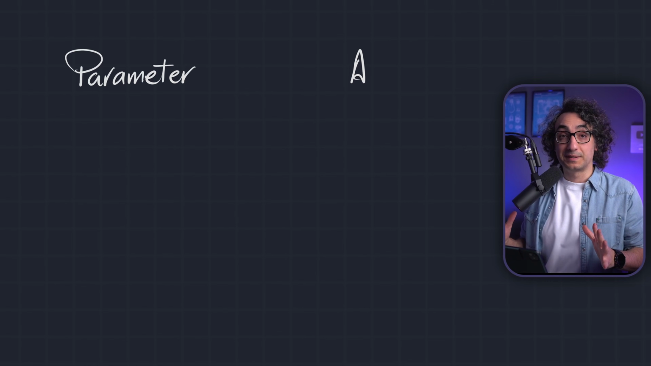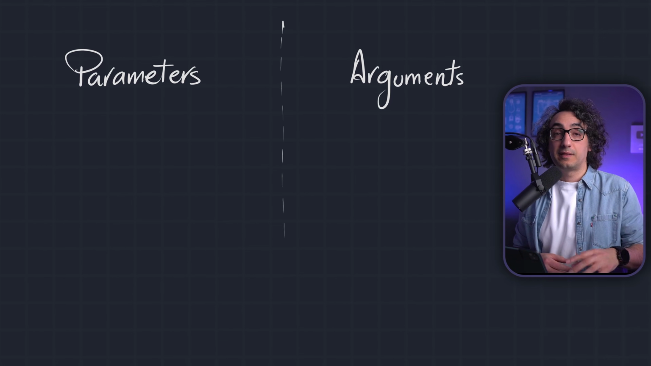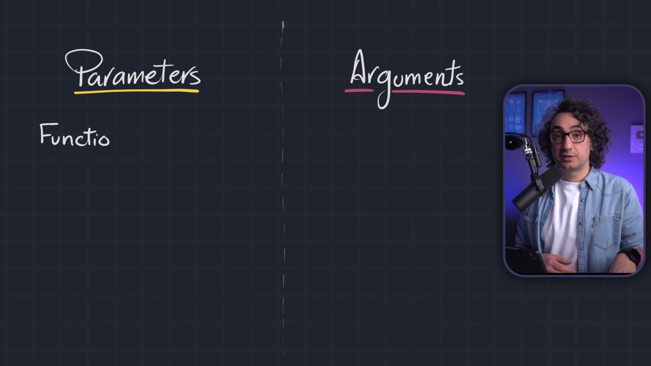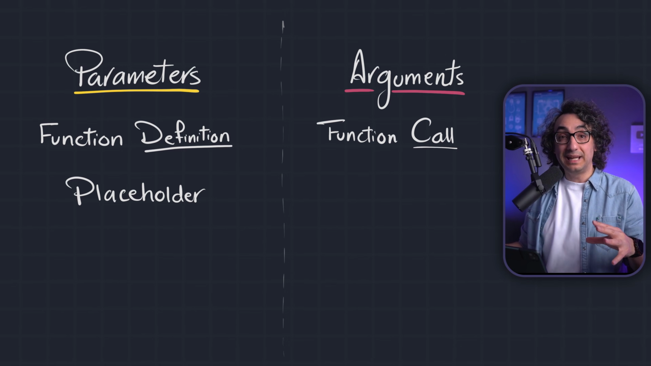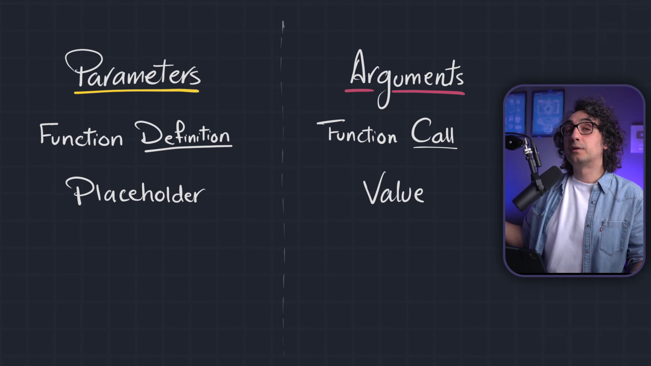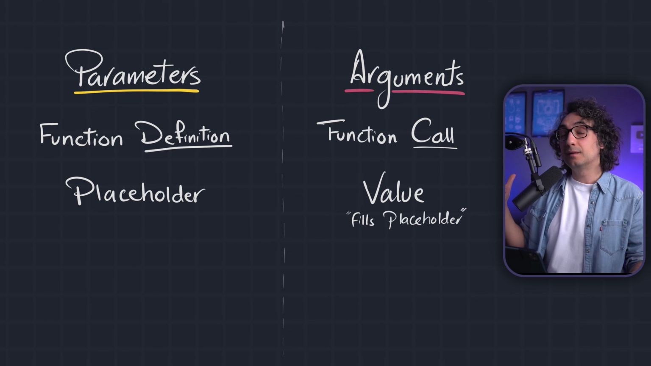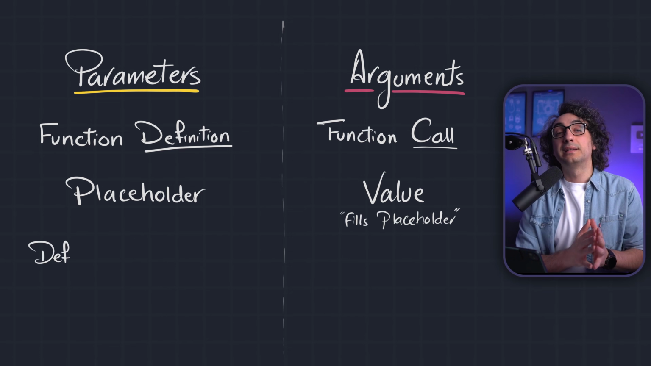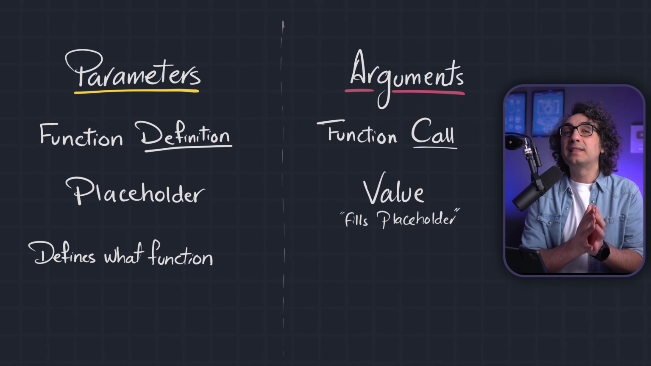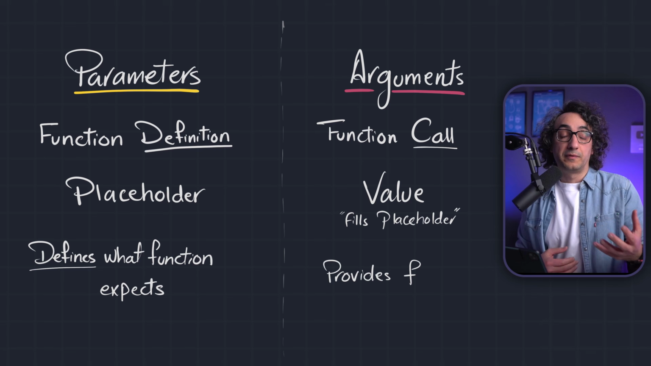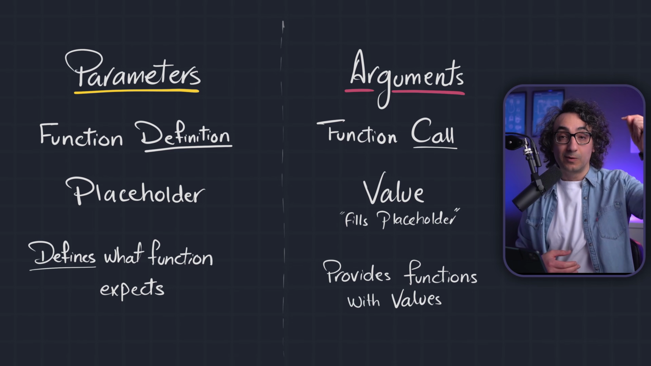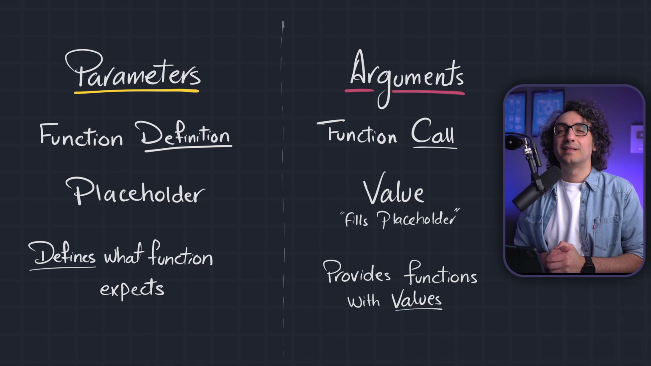So, just a quick comparison between the parameters and the arguments. The parameters are used in the function definition. The arguments are used in the function call. The parameters are the placeholder, and the arguments are the real value that's going to fill the placeholder. So a parameter is only a definition of what a function expects. It defines the input, and the arguments provide your actual data that's going to go inside the function. So it is very simple.